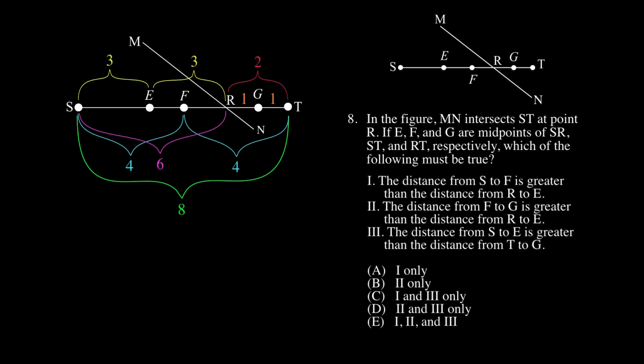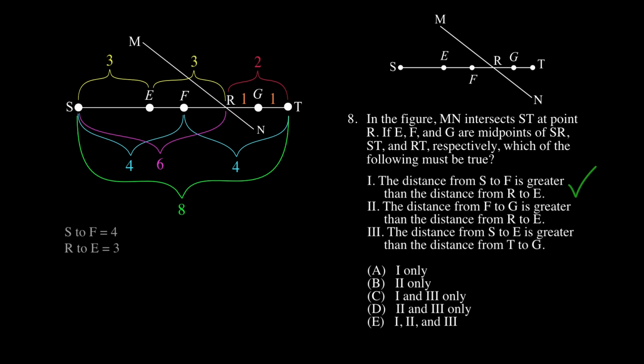Roman numeral 1, the distance from S to F. Well, what is the distance from S to F? We've already figured it out. It's 4. So 4, replace those words with an actual numerical value. 4 is greater than the distance from R to E. We've already figured out the distance from R to E. E to R, R to E, it's the same thing. We figured out that was 3. So 4 is greater than 3. It is, so Roman numeral 1 works.